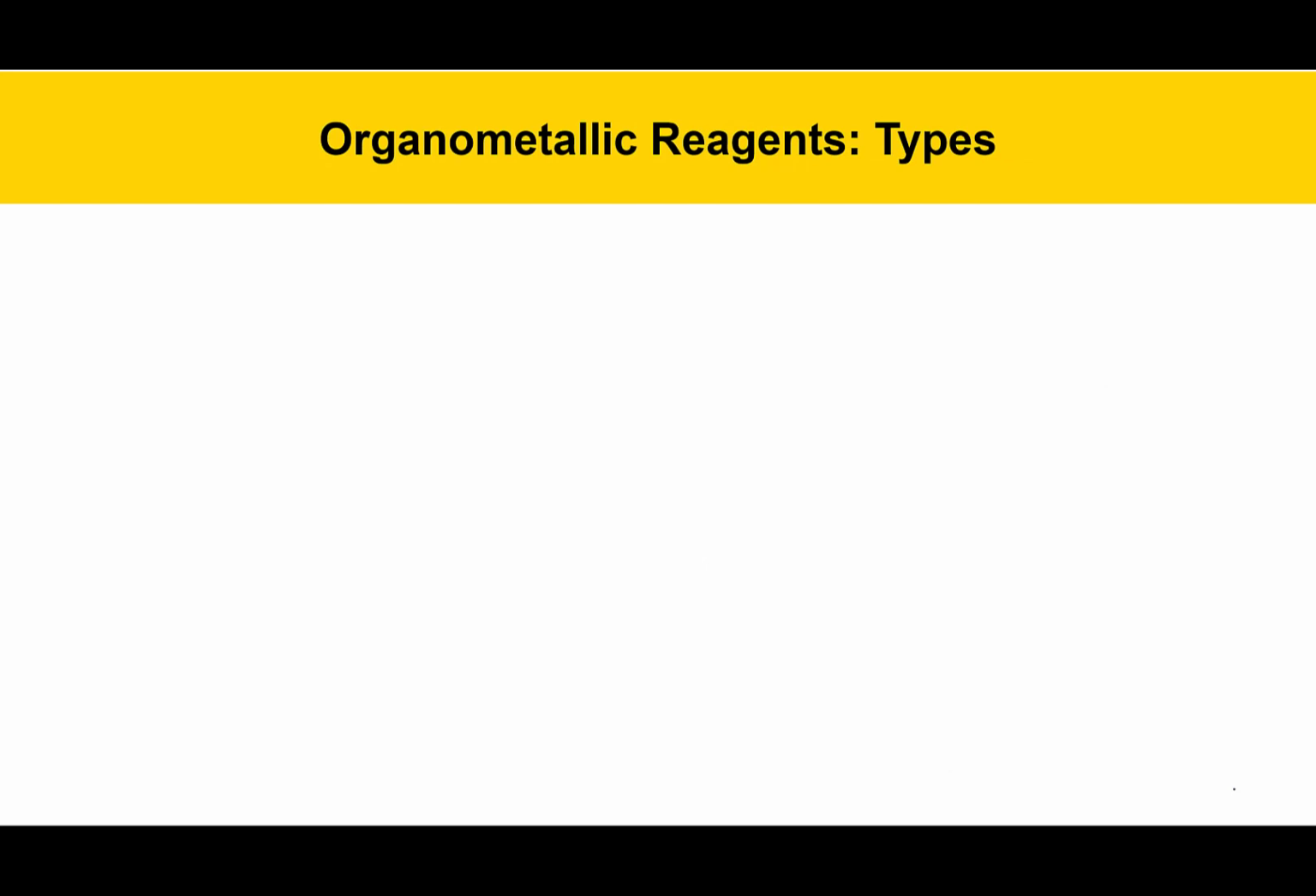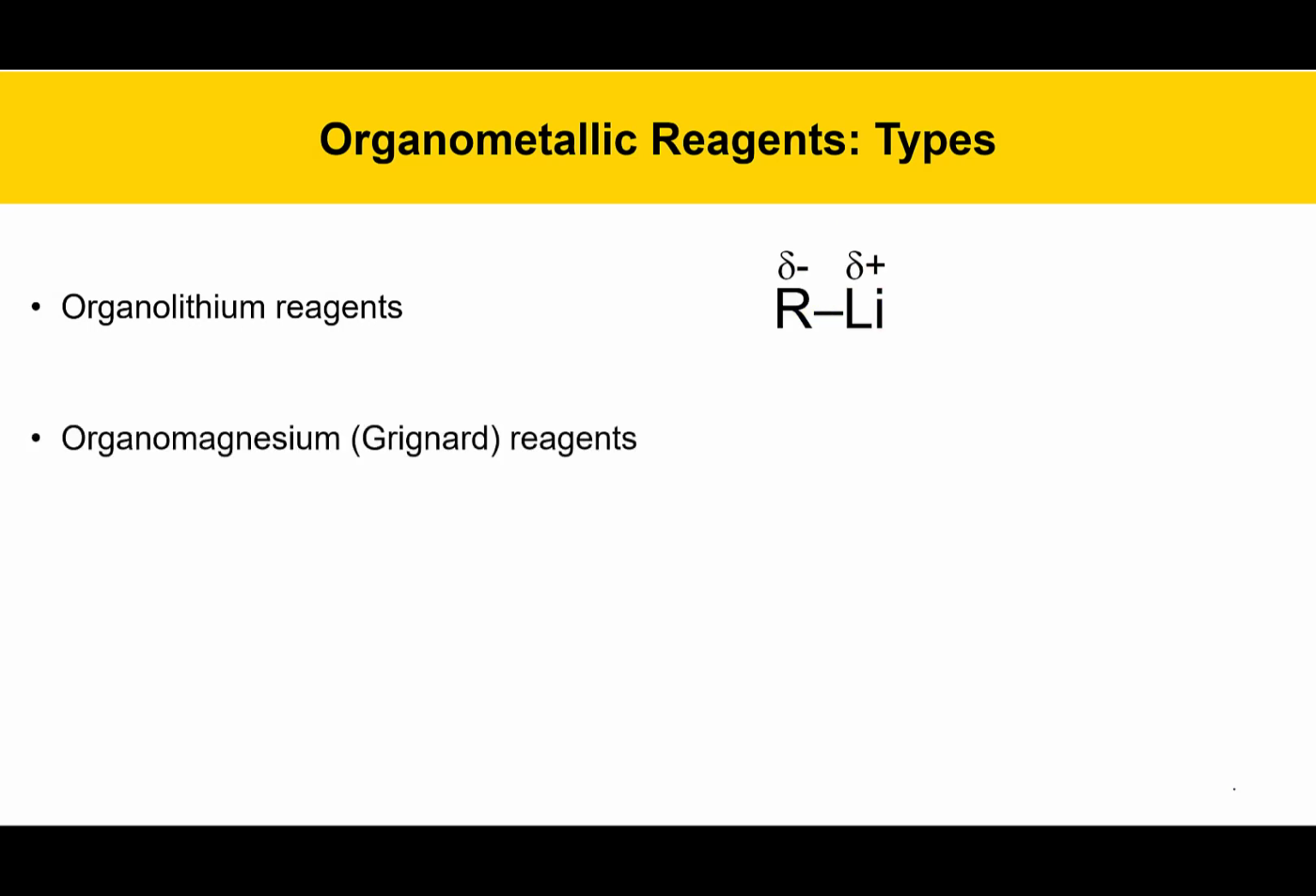The following are the organometallic reagent types we're going to look at. First of all, there are organolithium reagents. These are molecules that contain a carbon-lithium bond, where the carbon portion is partially negative and the lithium atom is partially positive. Then there are the organomagnesium reagents, and these are also called Grignard reagents for Victor Grignard, who is the person who discovered and popularized this chemistry.